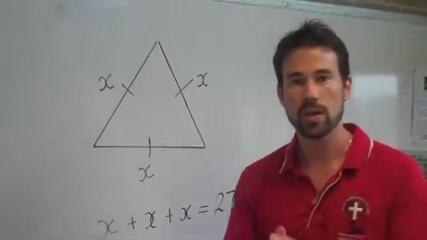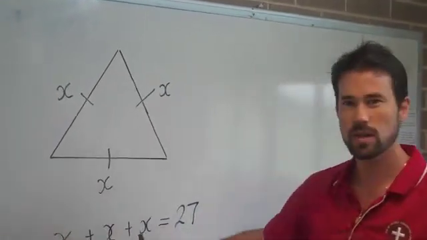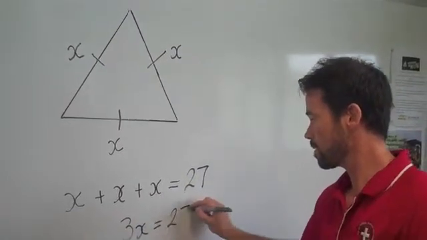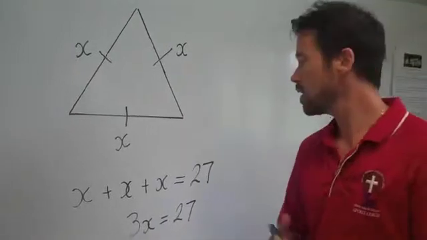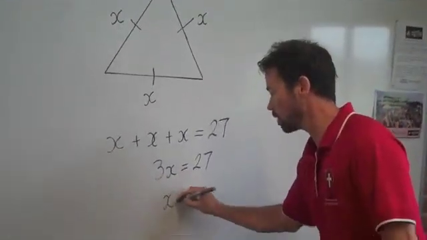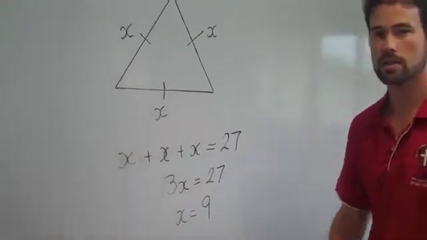Now what we know that we can do here is combine our like terms. X plus x, well, it's going to give us 3 x's in total. 3 x's are equal to 27, which tells us then that 3 lots of the number, well, if we use our 3 times tables, 3 lots of 9 is equal to 27.